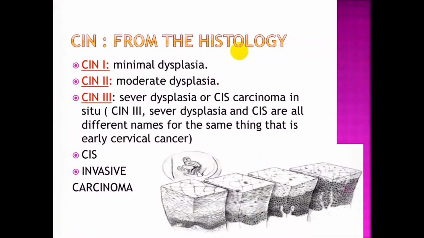CIN from the histology is either CIN 1, 2, or 3. CIN 1 is minimal dysplasia, CIN 2 is moderate dysplasia, while CIN 3 is severe dysplasia or carcinoma in situ.